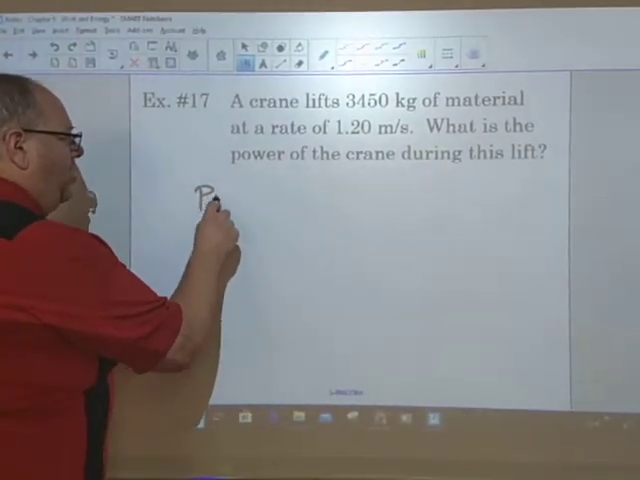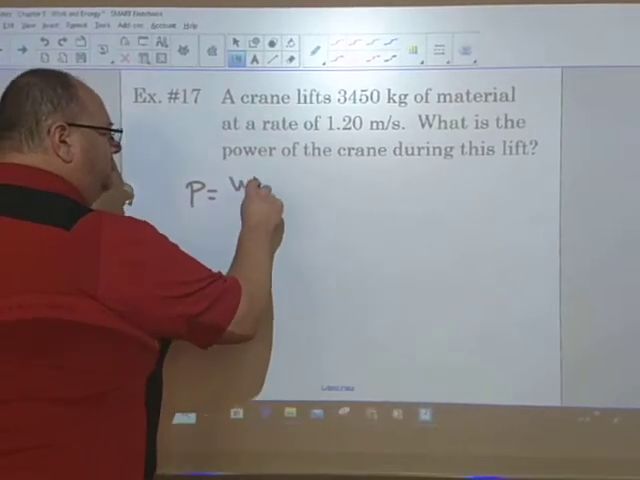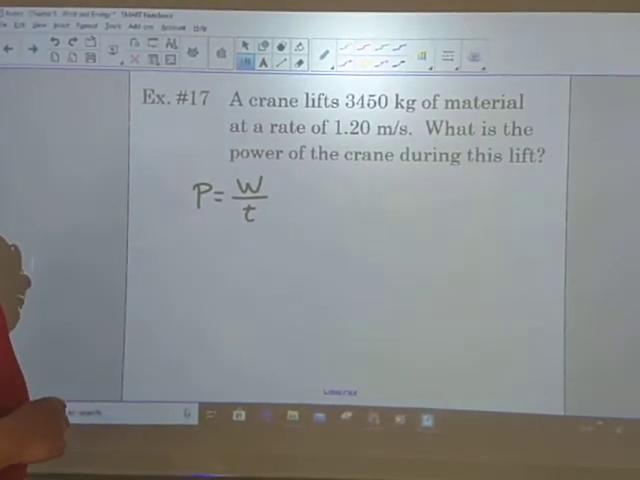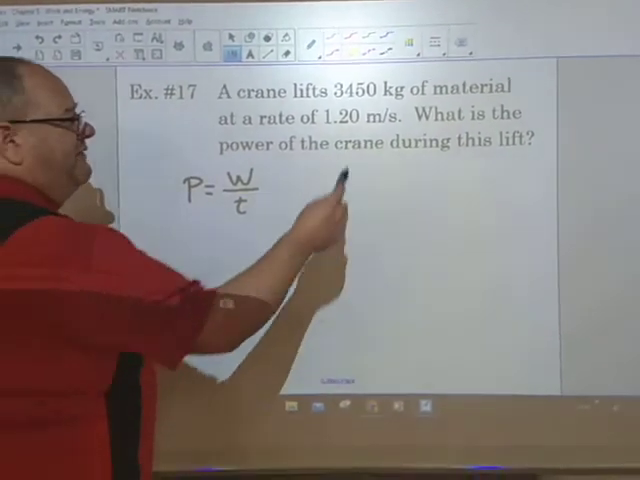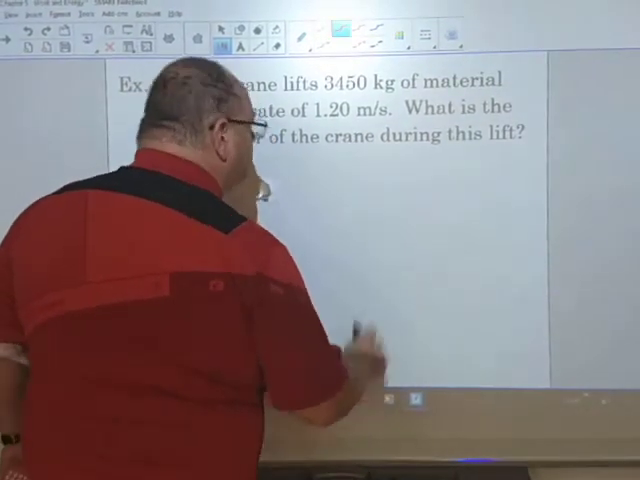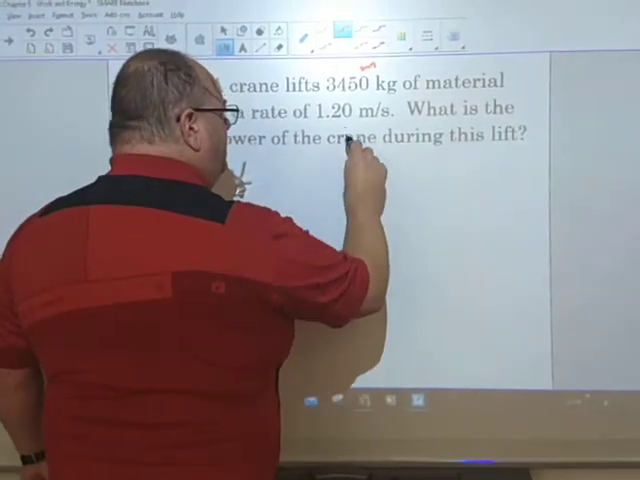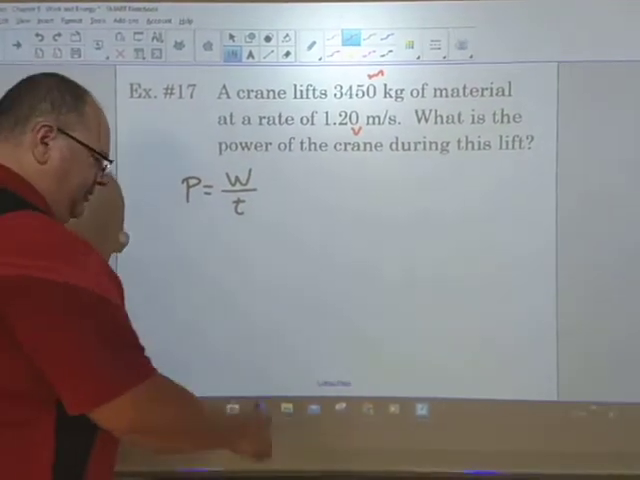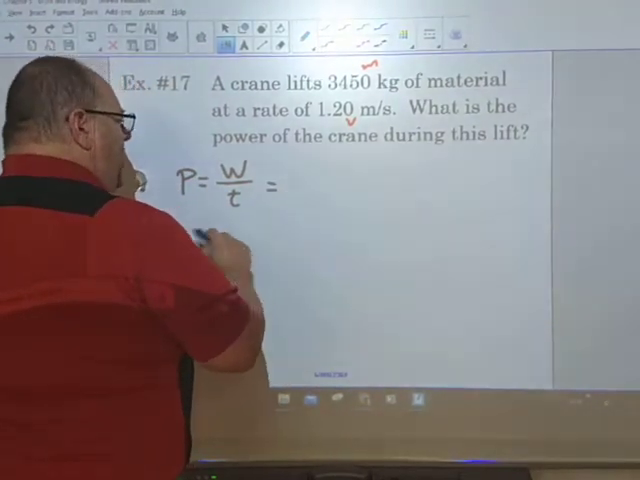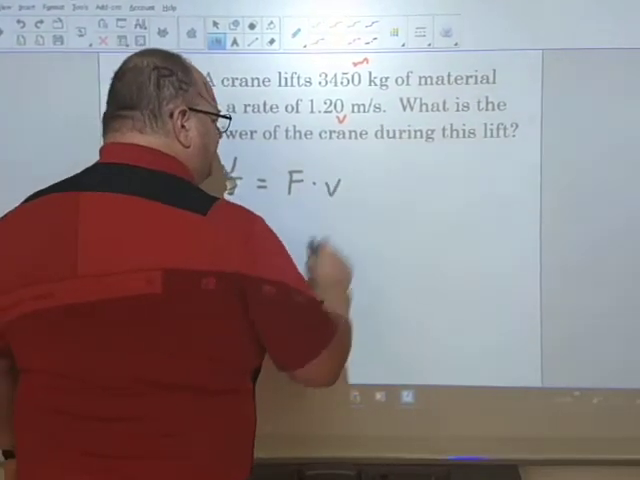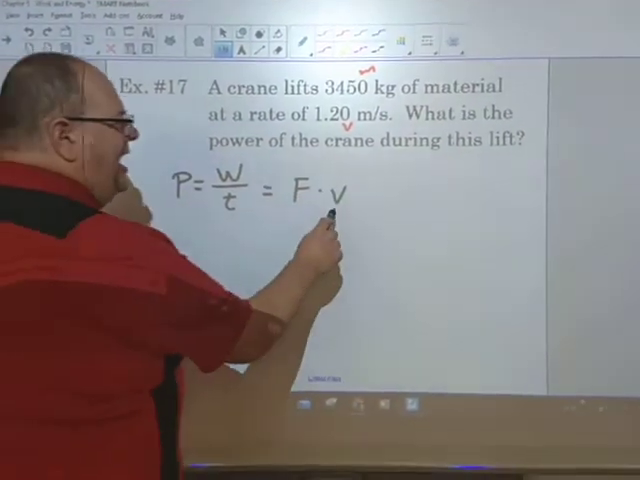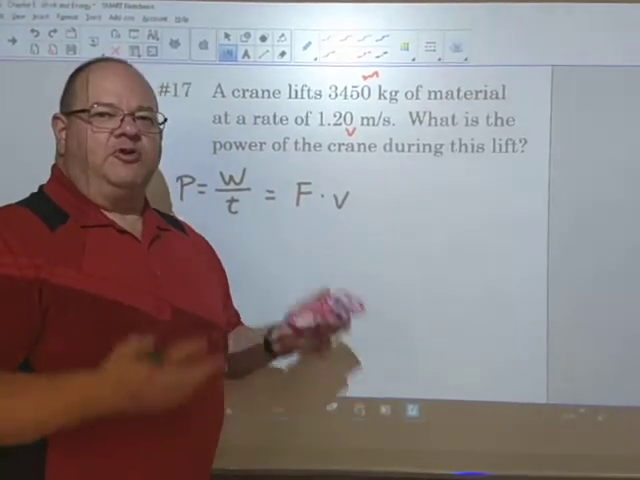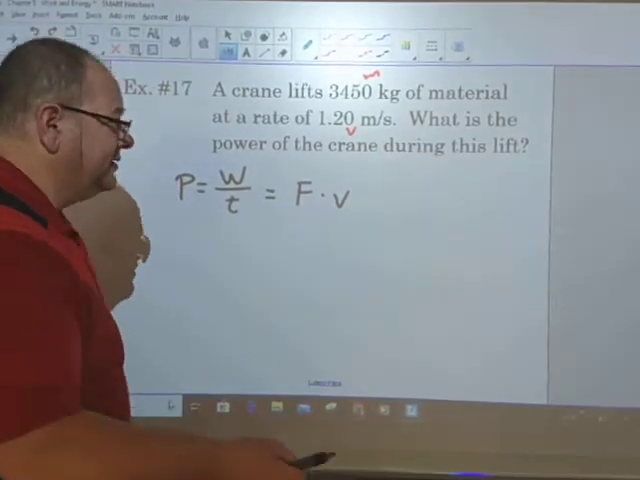Okay, power equals work over time, right? But what were we given? We were given a mass, and we were given a velocity. So when you see that velocity in there, let's think about our alternate. Power is also equal to force times velocity. I have a velocity, and when I have a mass, I can calculate the force required to lift that mass, and that's called the weight.